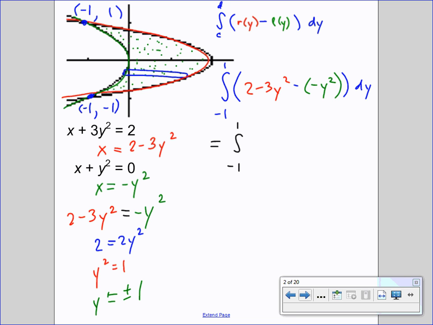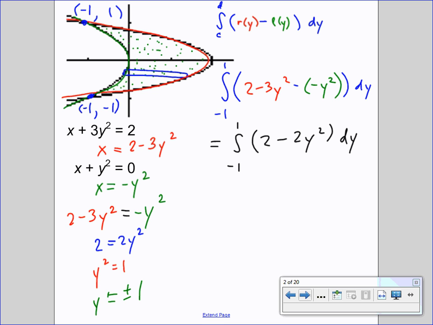And I'm going to go ahead and combine like terms inside my integrand function. 2 minus 3y squared minus the negative y squared is the same as 2 minus 3y squared plus the positive y squared. So I'm getting 2 minus 2y squared. My simplified integrand, is that what you guys are getting?